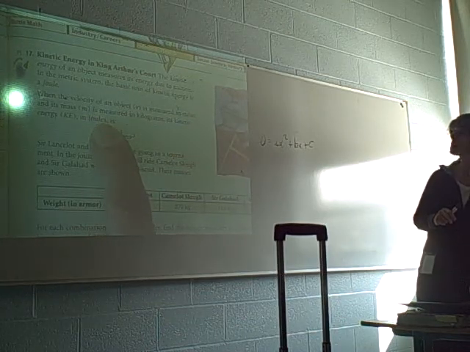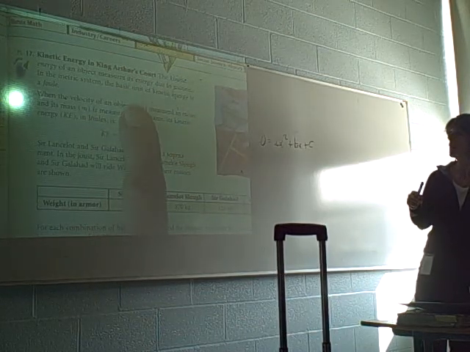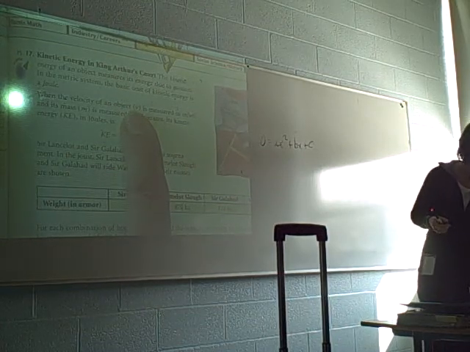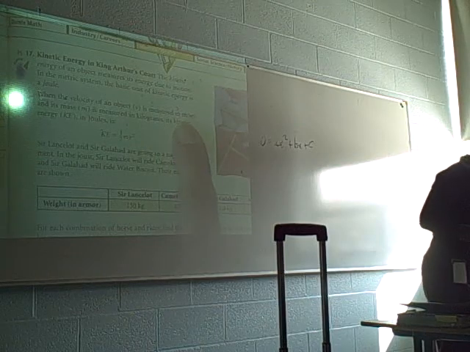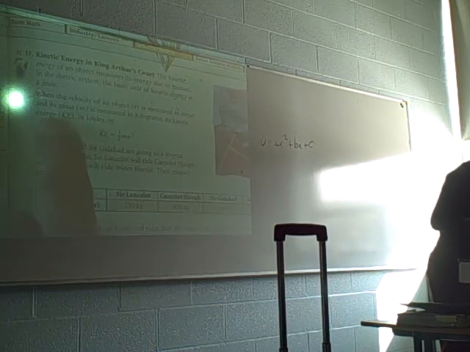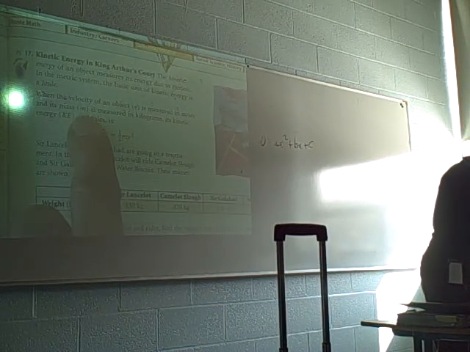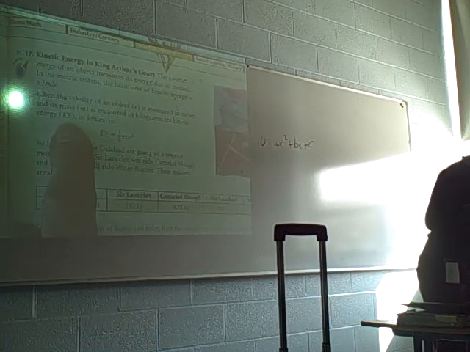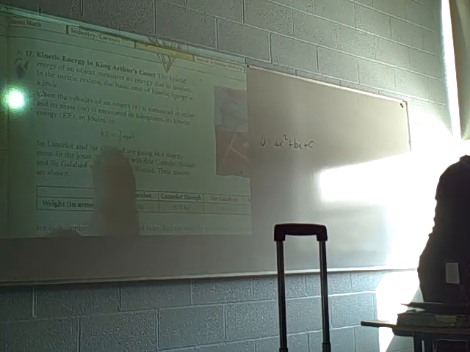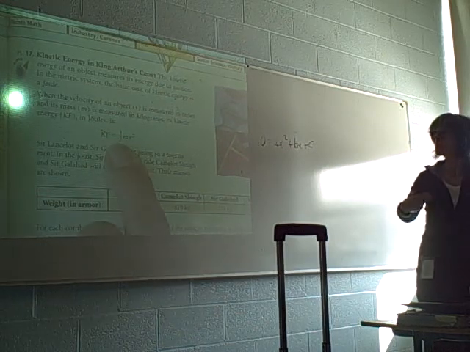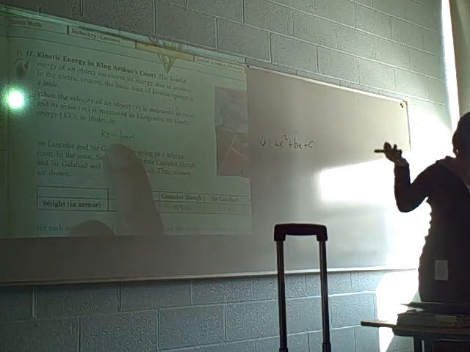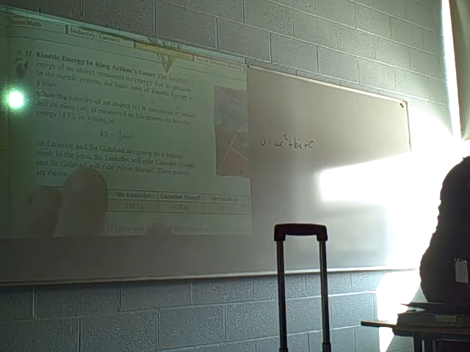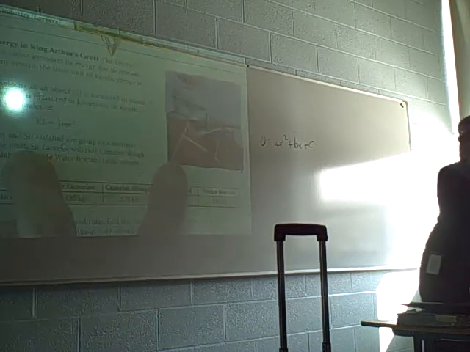So when the velocity of an object, v, and now they're giving you the initials, when the velocity of an object, v, is measured in meters per second, and its mass, little m, is measured in kilograms, its kinetic energy, KE, in joules, is this formula. So they're telling you the formula. They're not asking you to derive the formula or anything else. Now they're making it a little bit fun. They gave you a little picture.